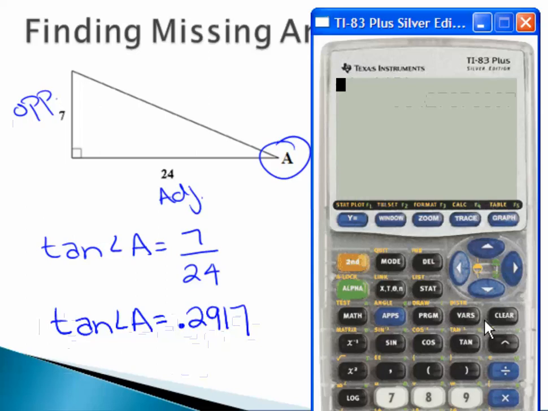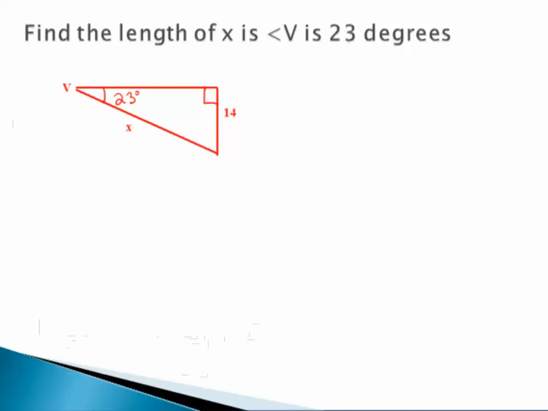We need to hit the inverse of tangent. That's going to be the shift, or the second key. Notice how it says tangent to the negative 1 power. So tan to the negative 1 is equal to 7 divided by 24. And that gives you your angle. Your angle is 16.26. We have time for just one more example.